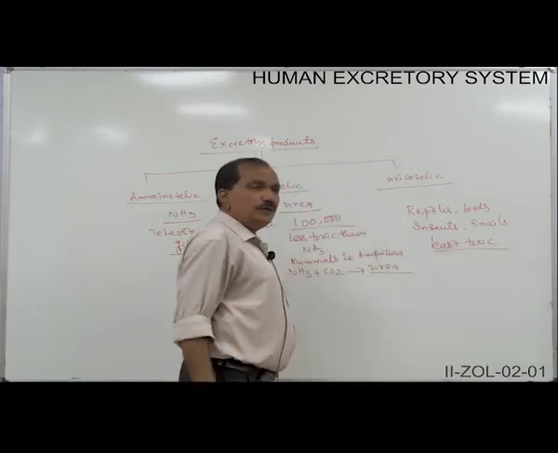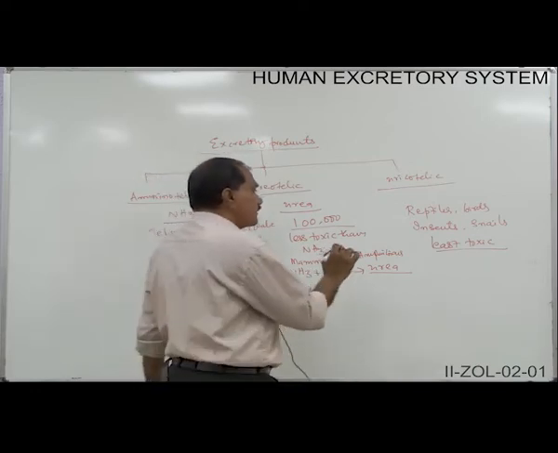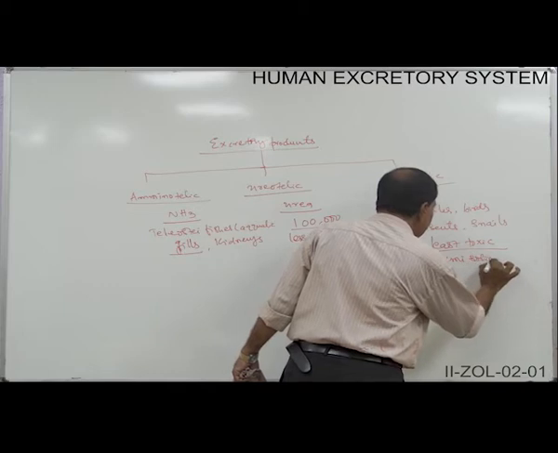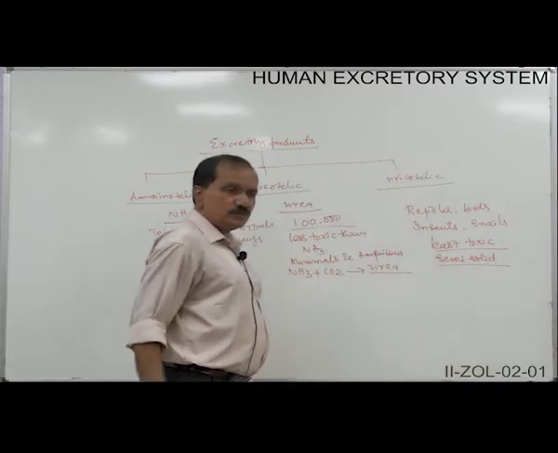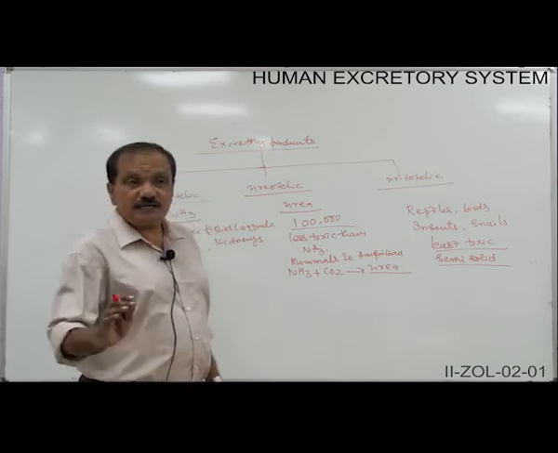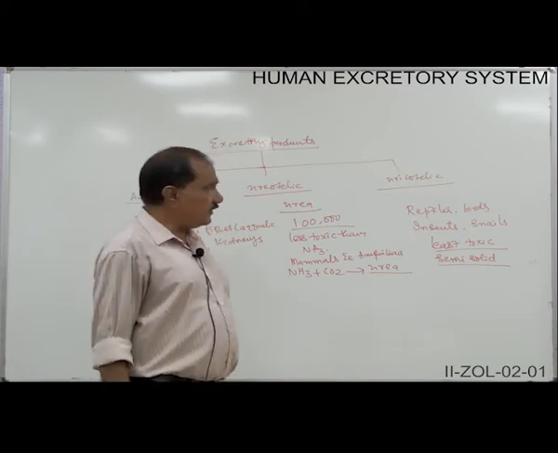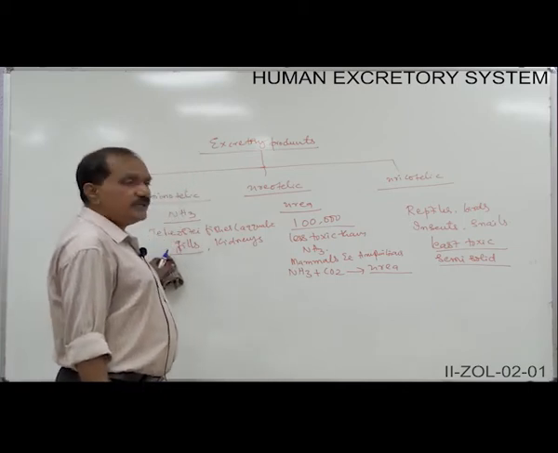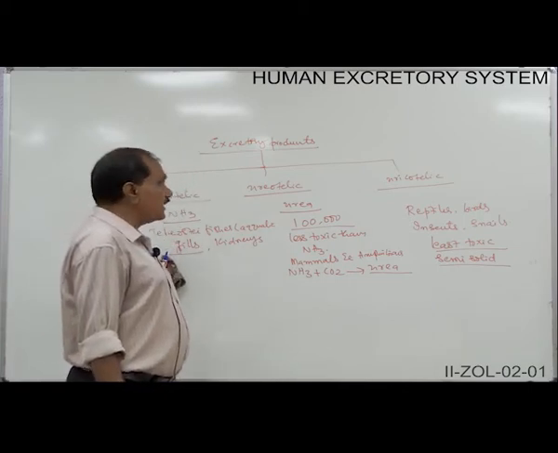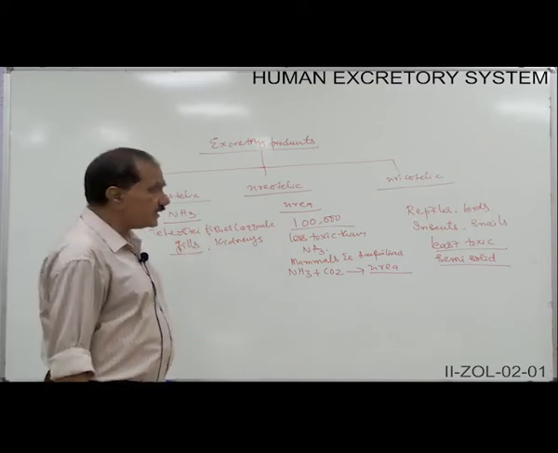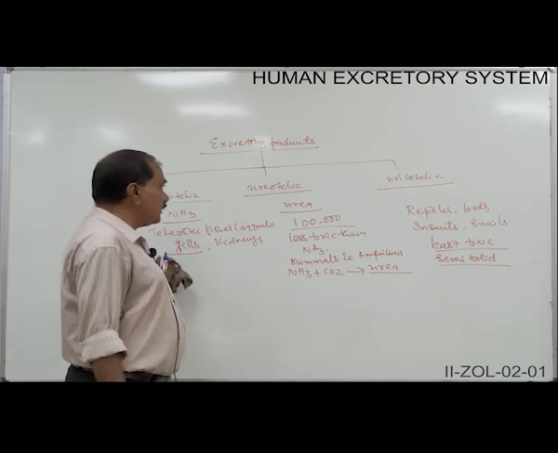And the uric acid is present in the form of a semi-solid. It is present in the semi-solid condition, and it is the least toxic. But for the formation of uric acid, energy is required, whereas for the formation of urea and ammonia, there is no need of energy. For uric acid, a large amount of energy is needed, and it is less toxic when compared to urea and ammonia.